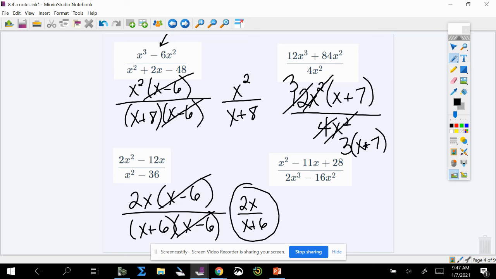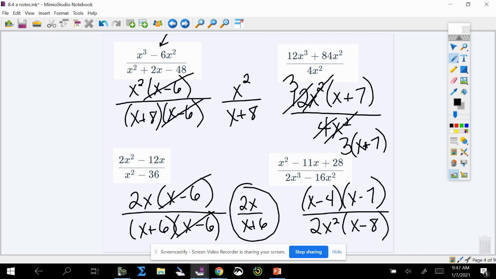Last one here, the top is a trinomial or a FOIL factor. So I need numbers that multiply to get positive 28 and add to get negative 11. That's going to be a minus 4 and a minus 7. The bottom is GCF. You can take out a 2x squared and you're left with x minus 8.